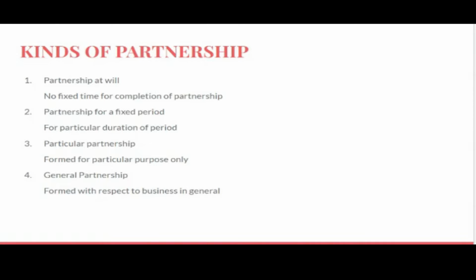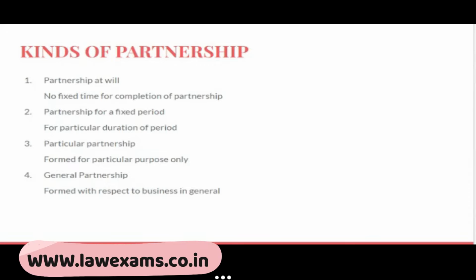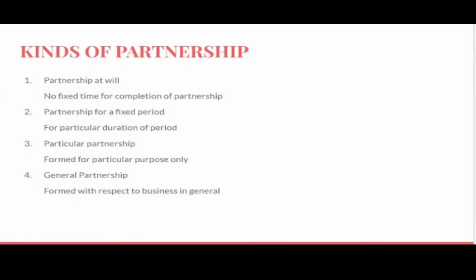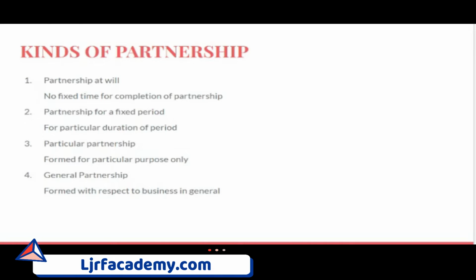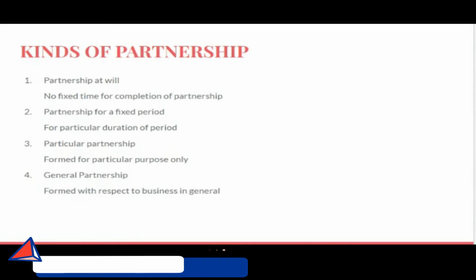We have to look into the word "will". It denotes that it can be dissolved at the will of the partners. There will be no fixed time, no fixed targets, and no fixed objectives.